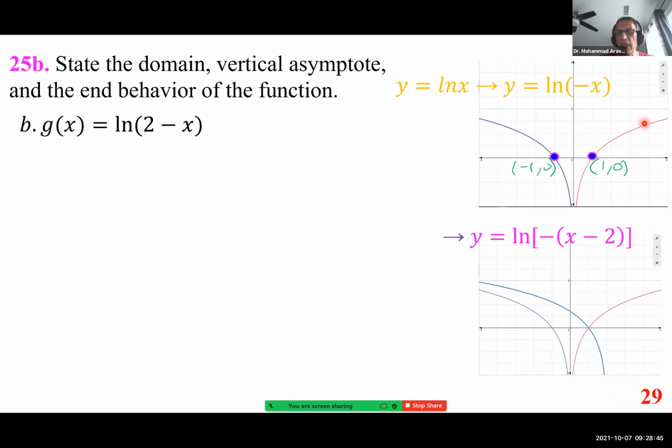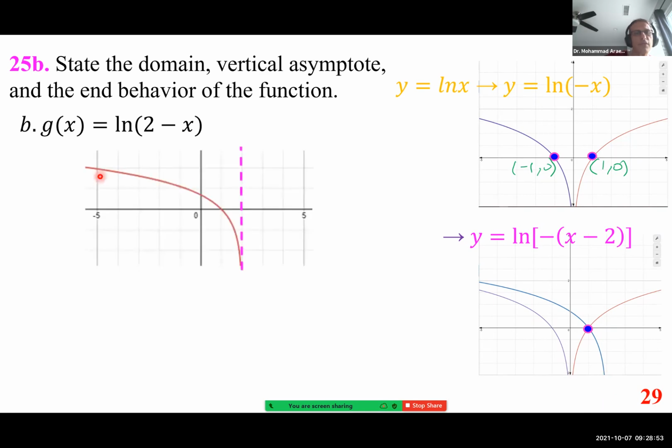So this is ln x. This is ln minus x. And this is the one that has been shifted. To make sure we understand, let me just graph this way so you can easily see what's going on. And when you add 2 to negative 1, it gives you 1. I hope you see why it goes back to the original x-intercept.